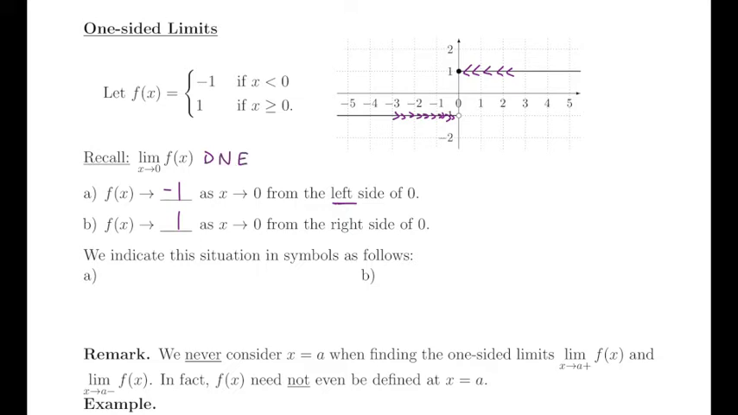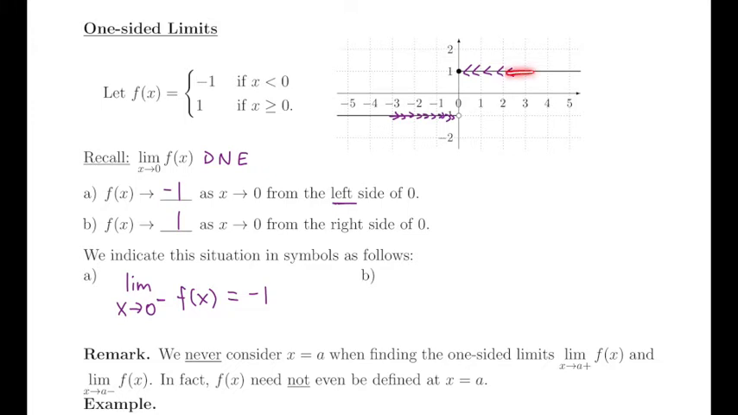However, if we just consider coming from one side only, the limit would exist, right? If you're coming from the left, you're going towards -1. If you're coming from the right, you're going towards +1. So to indicate that as you come from the left side of 0, the y value is approaching -1, we're going to write the following. Limit as x goes to 0, and then we put a negative sign as a superscript, so that means you're coming from the left side of 0, of f of x is equal to -1.